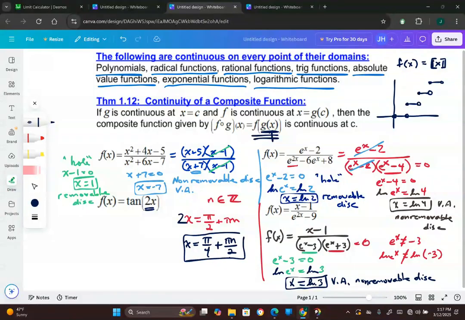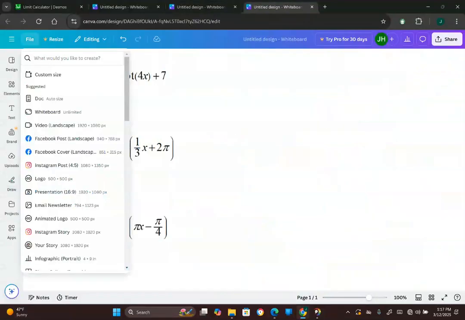Now, tangent, like I said, it doesn't have holes. It has vertical asymptotes. So these vertical asymptotes are non-removable discontinuities. Unless a trig function is modified with other functions, your parent trig functions have vertical asymptotes for tangent, cotangent, secant, and cosecant. Well, what happens if I run into those other trig functions?